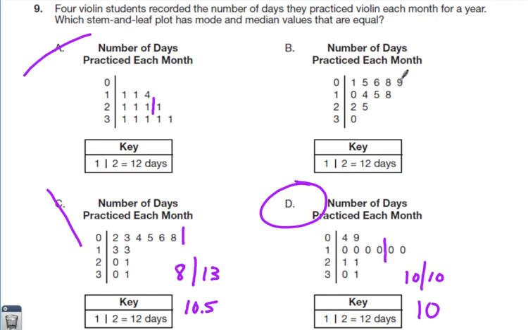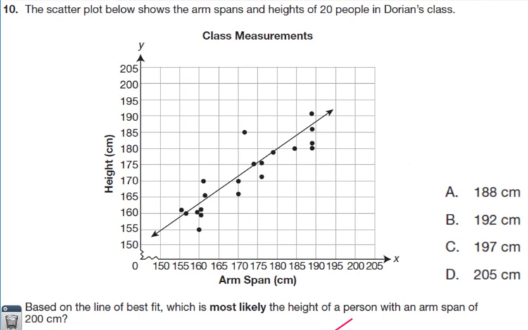12 numbers, once again 6 and 6. So that's going to fall between 10 and 14, which means the median is 12. So the median here is 12, but the mode is not 12. I don't even think choice B has a mode. Yeah, choice B doesn't even have a mode. Okay. So it is D. Basically, you just had to figure out which one had the median and mode match. And number 10.